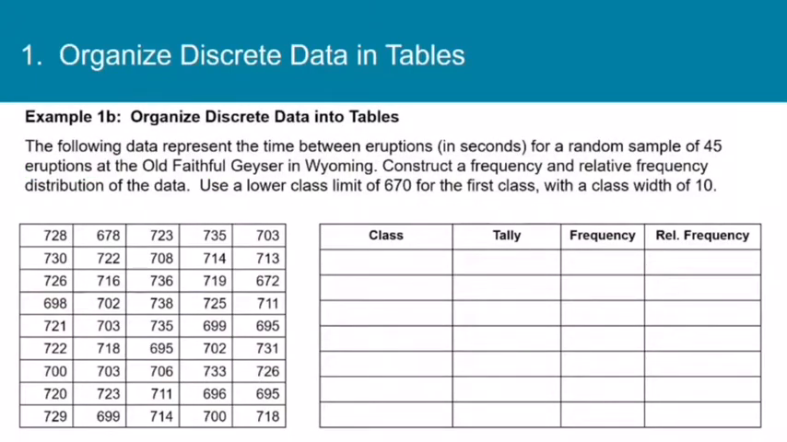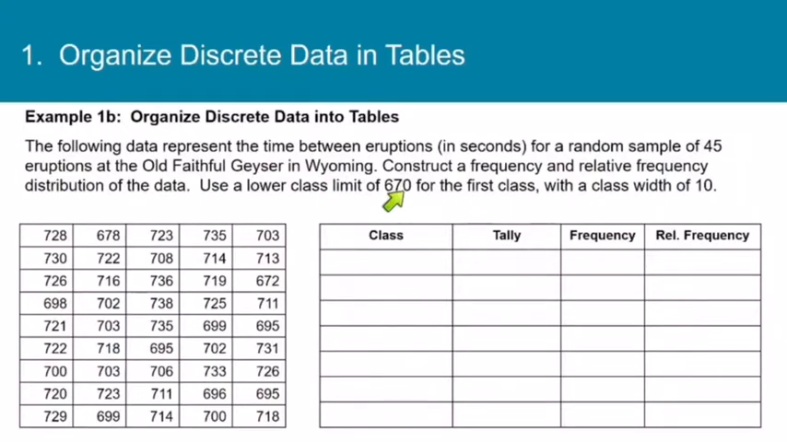Now let's do an example with discrete data where we will have to form classes that cover a whole interval of numbers. This one says, the following data represent the time between eruptions in seconds for a random sample of 45 eruptions at the Old Faithful Geyser in Wyoming. Construct a frequency and relative frequency distribution of the data. Use a lower class limit of 670 for the first class and a class width of 10.